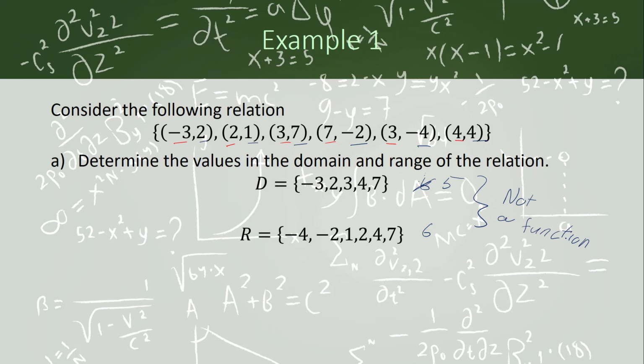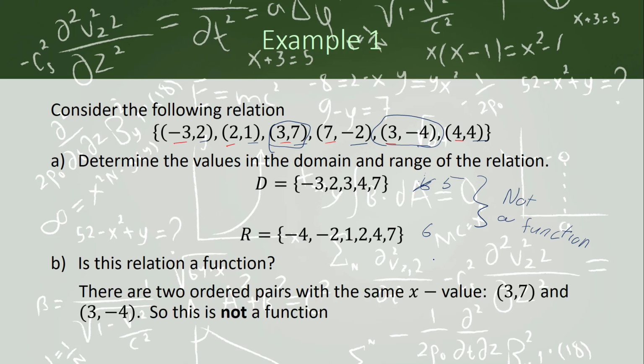And that leads us to the next part, which is, is this relation a function? Well, notice here, it is a function if each x value is associated with exactly one y value. Here we have a (3, 7), and here we have a (3, -4). So we have one x value that has two corresponding y values, and that excludes this relation from being a function. So we have two ordered pairs with the same x value. This cannot be a function.